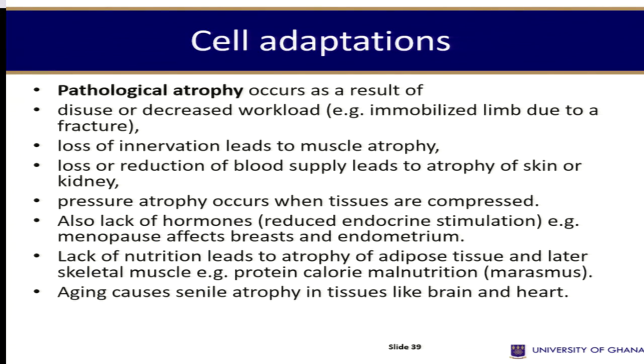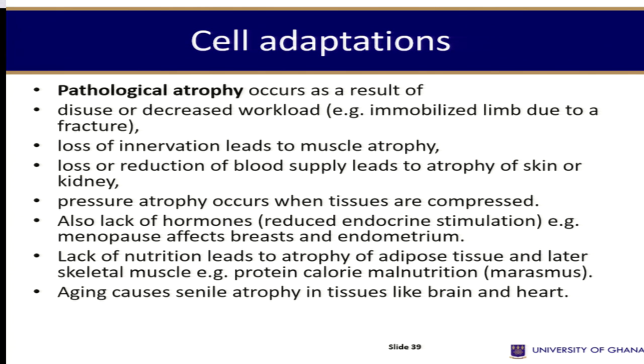Pathologic atrophy occurs as a result of many conditions. For instance, disuse. If you are immobilized, say due to a fracture, you will find that the arm that was fractured and was put in POP will be smaller after a while compared to the one that was not put in plaster. It is because of disuse. Then if you lose nerves, your muscle atrophies. Example is polio.